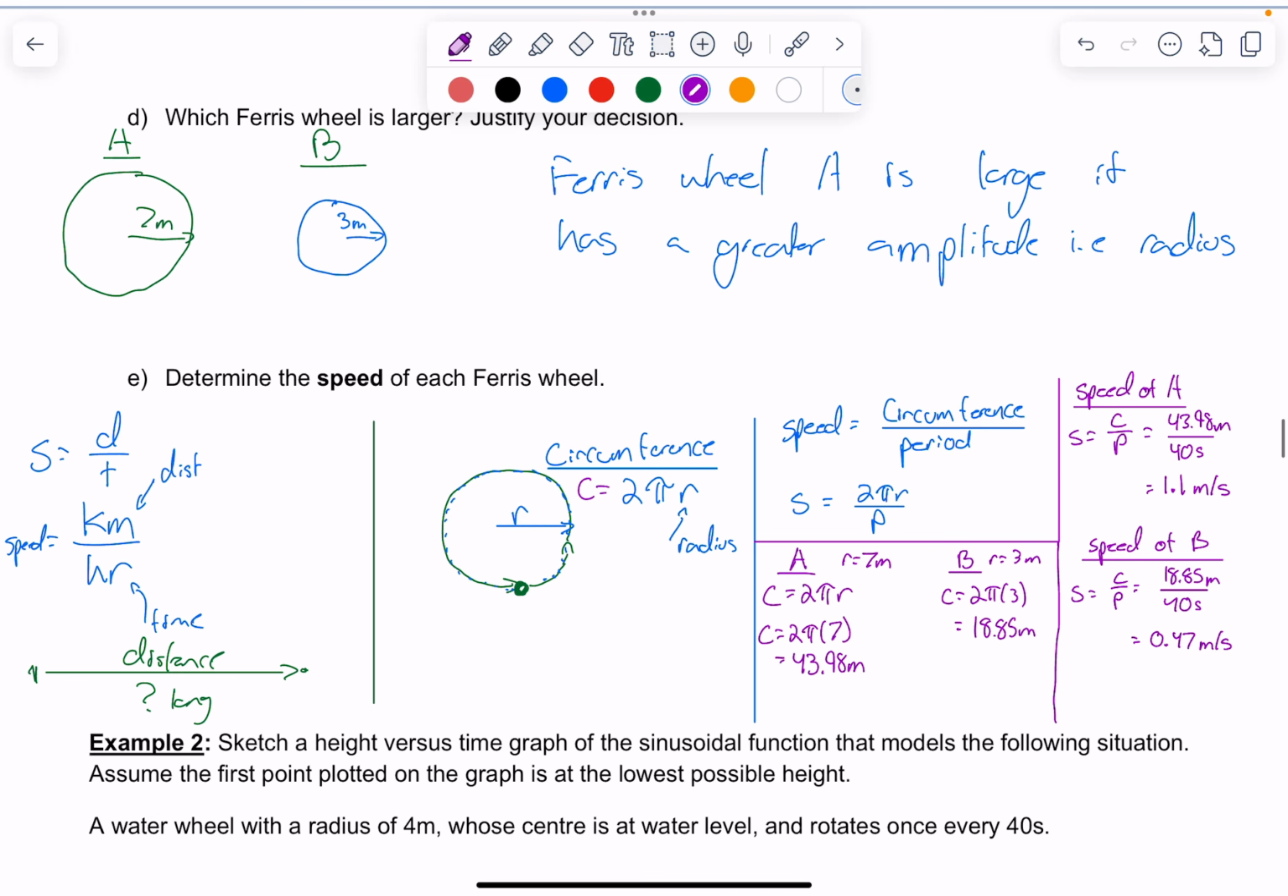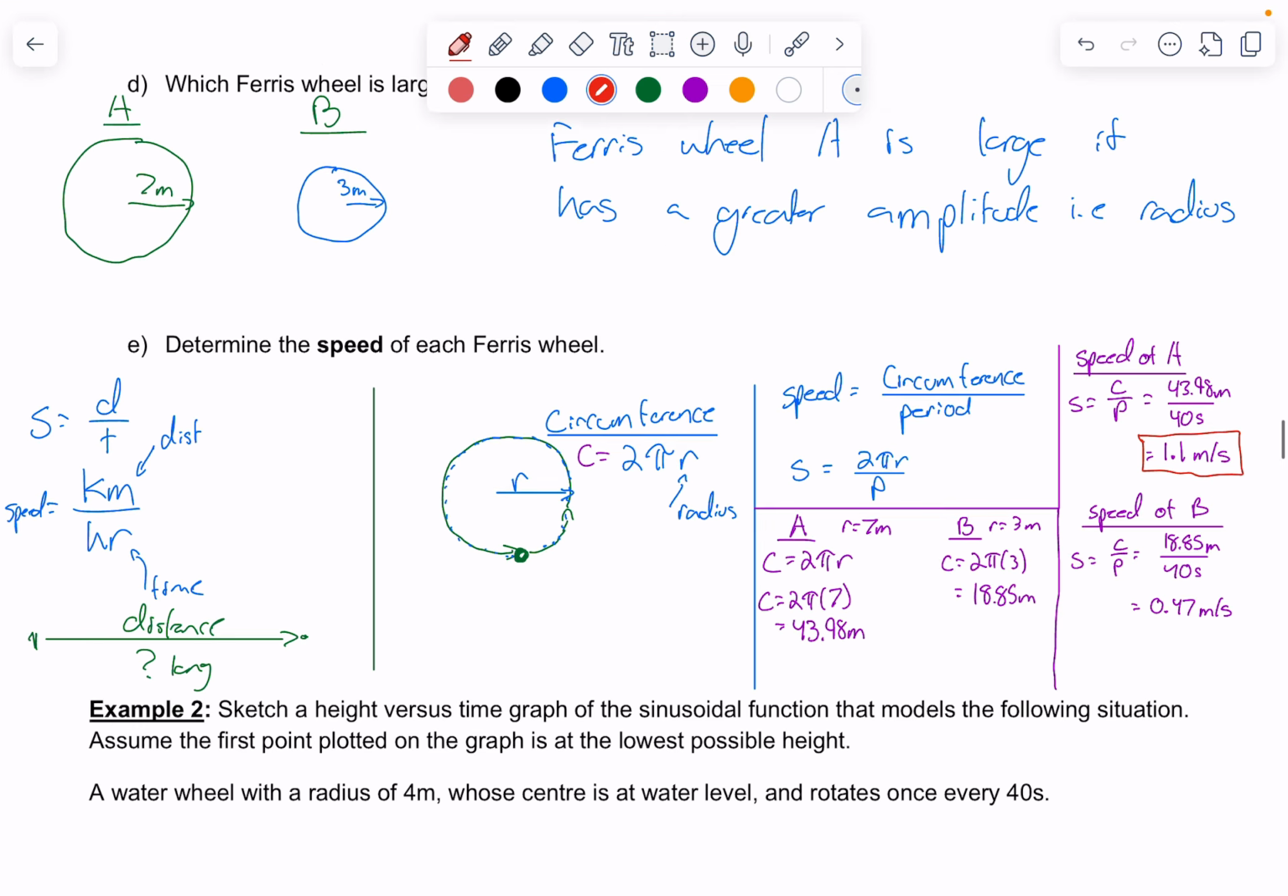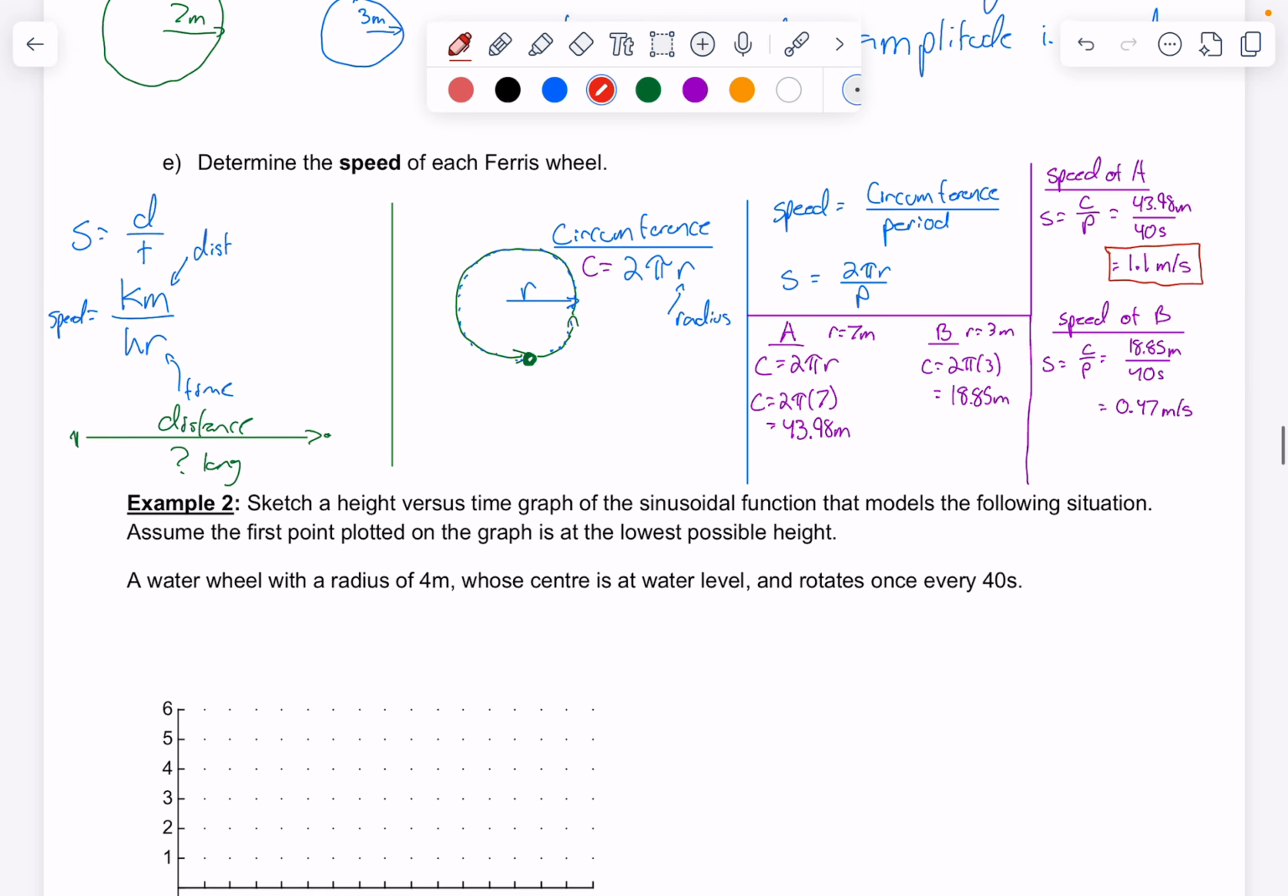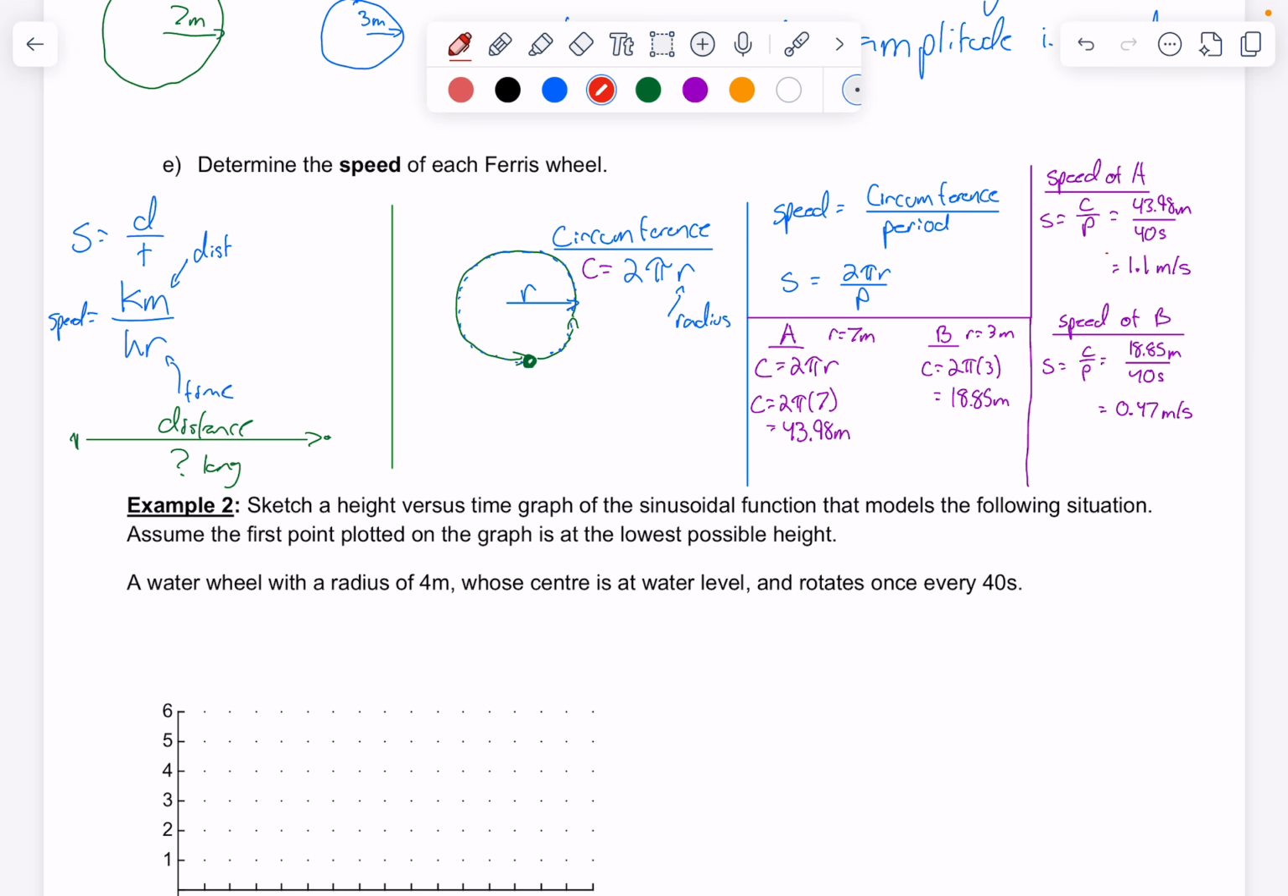So clearly A is traveling much faster. It is a bigger Ferris wheel, and it takes the same amount of time to get back to the beginning. So yes, it's got to travel faster. Actually, I don't even know why I boxed it. Actually, the speeds are here. Got to box both. It wasn't like I was comparing.